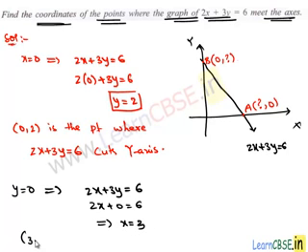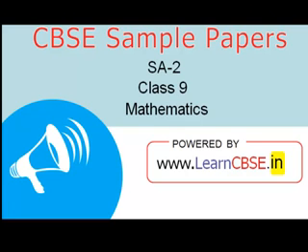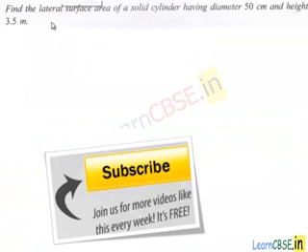Therefore, (3, 0) is the point where the graph of the equation 2x plus 3y is equal to 6 cuts the x-axis. And this completes our solution. Let's move to the next question.